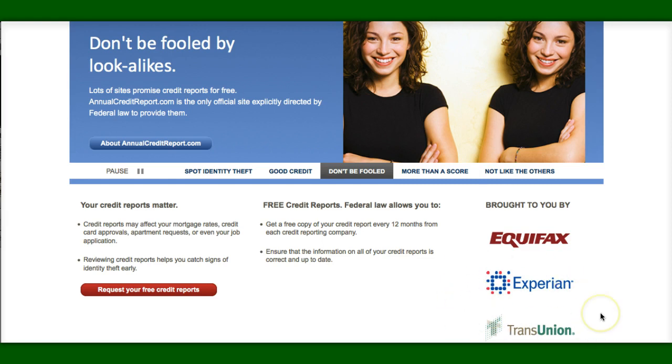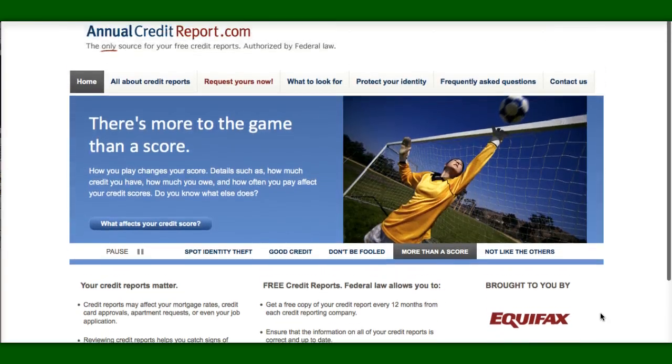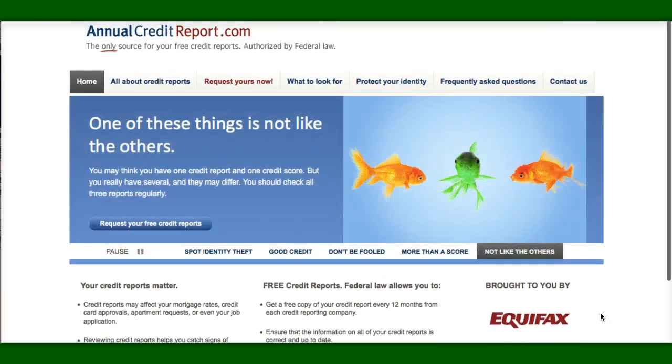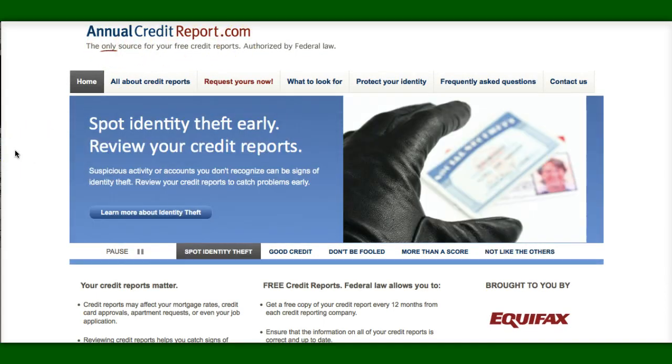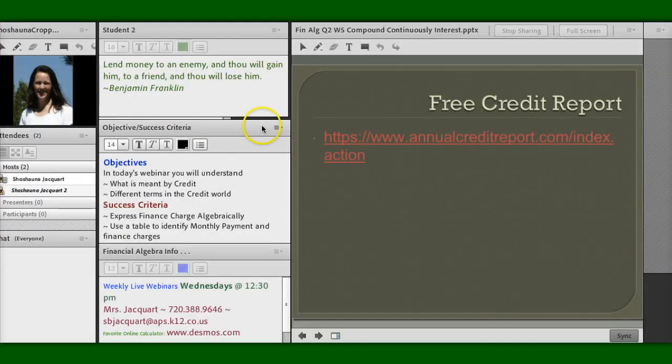It's important to get all three credit reports because information is reported to all three of them, but they don't always all have the same thing. So annualcreditreport.com is where you should go. I think you probably have to be 18 before you can pull it. I'm not sure, but it's worth your parents pulling, even if that's on your behalf.